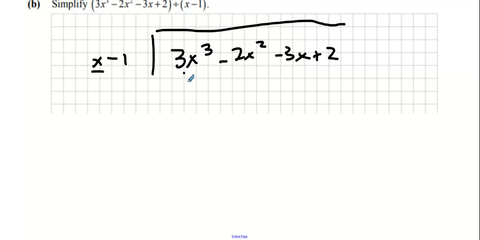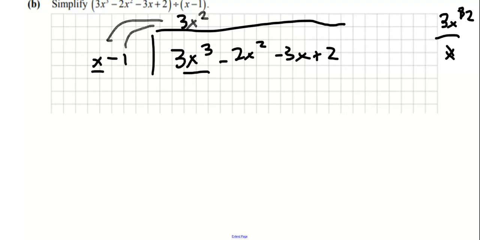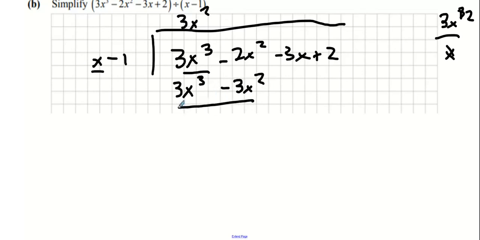x into 3x cubed, so it's basically 3x cubed divided by x. Cancel, it turns into 2, so it's 3x squared. That's the division part. Now we're going to multiply 3x squared by x and minus 1. So what we get is 3x cubed minus 3x squared, but then we've got to subtract it, and that means change the signs of any negatives. Minus 2x squared plus 3x squared is 1x squared.